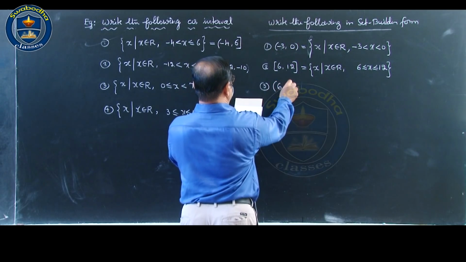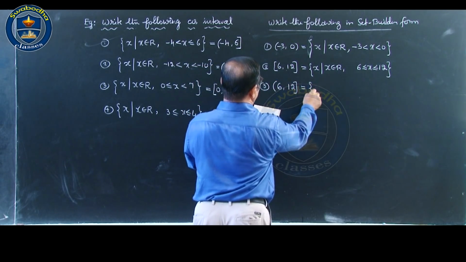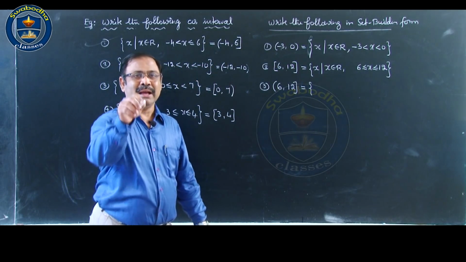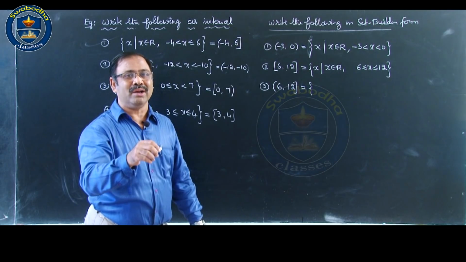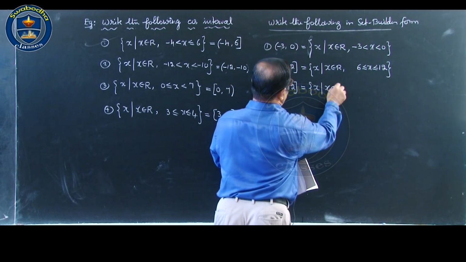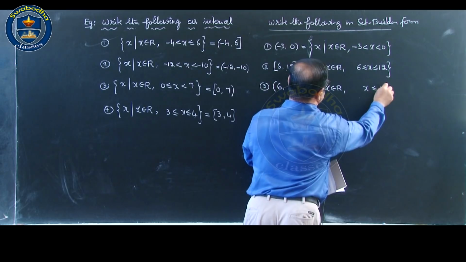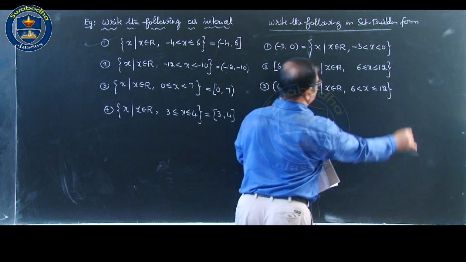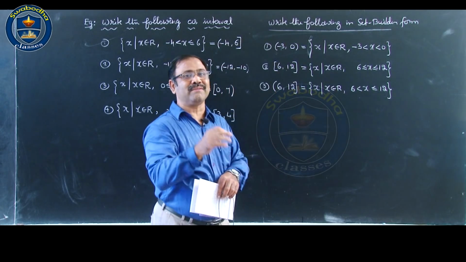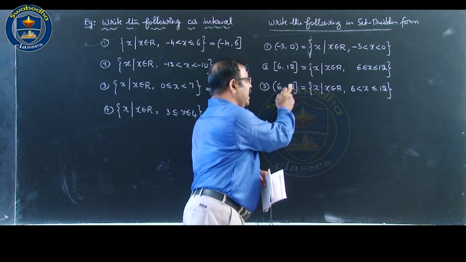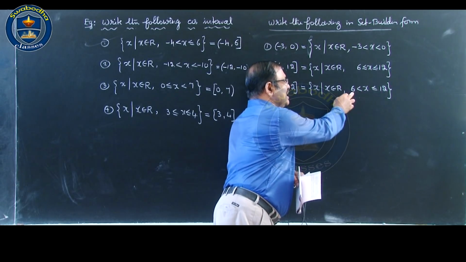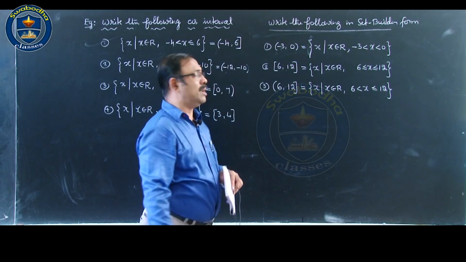Next, (6, 12]. Now look, it is open from the left, closed from the right. Why? 6 is not included, whereas 12 is included. So, how do you write? x belongs to R, x is less than or equal to 12, greater than 6. Why? It is closed from the right. Closed here means 12 is included. Open here means 6 is not included. Therefore, x is greater than 6, less than or equal to 12.